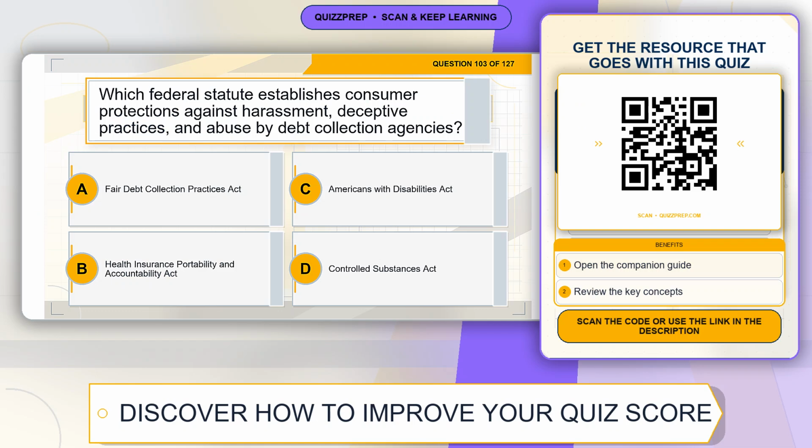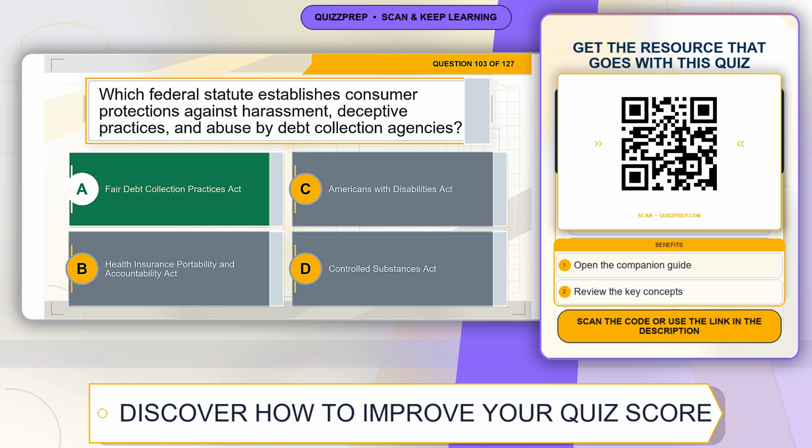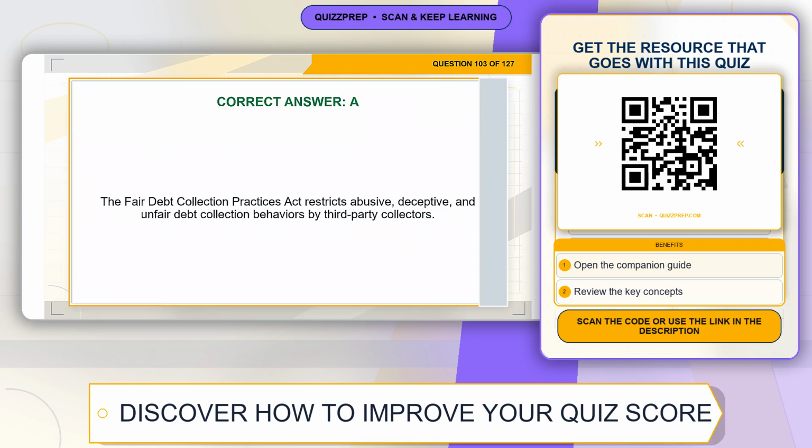Option A, Fair Debt Collection Practices Act. Option B, Health Insurance Portability and Accountability Act. Option C, Americans with Disabilities Act. Option D, Controlled Substances Act. The correct answer is option A, Fair Debt Collection Practices Act. Explanation. The Fair Debt Collection Practices Act restricts abusive, deceptive, and unfair debt collection behaviors by third-party collectors.